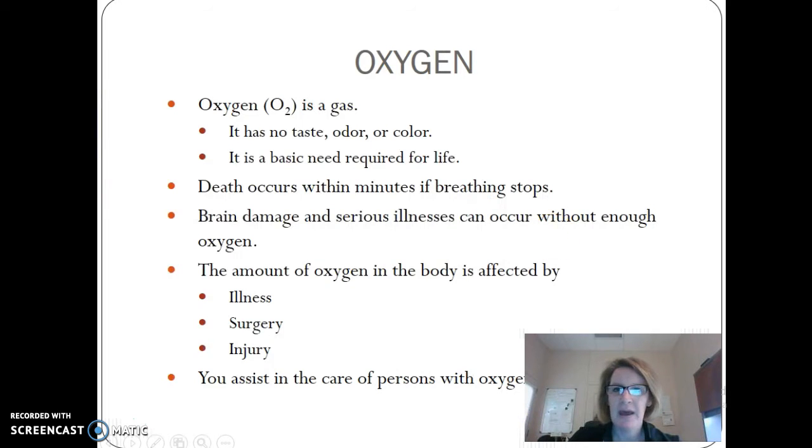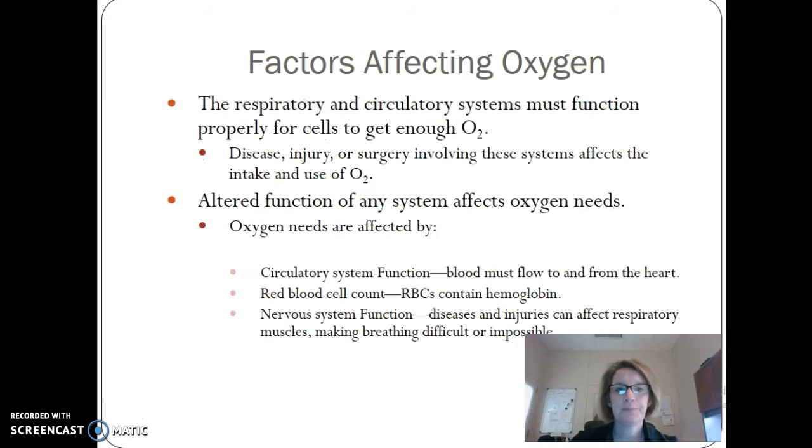So the first thing with oxygen is we know that it is a gas and that it has no taste, odor, or color, and it's a basic requirement for life. We also talked about, when we talked about first aid CPR, that death can occur within minutes if breathing stops. And not only does death occur, but also brain damage and serious illness can occur when there is not enough oxygen being pumped to the brain. And the amount of oxygen in the body is affected by illness, surgery, or injury. And you can assist in the care of persons with oxygen needs.